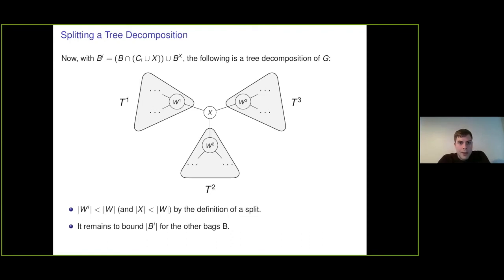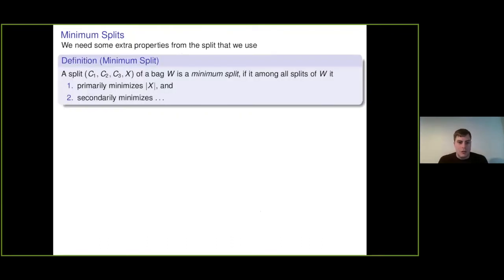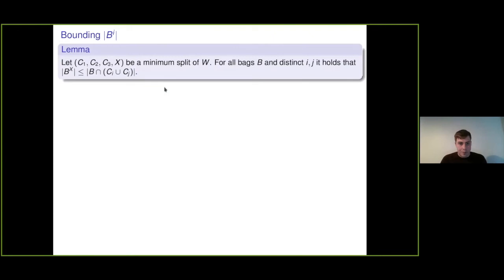Okay. And so to do that, we need to have some extra properties for the split. So let's have some split of a bag W. We say it's a minimum split if among all splits of the bag W, primarily it minimizes the size of the separator X, and secondarily minimizes something else. But let's just use this primary condition to prove something. So now let's have a minimum split, a split that minimizes the size of X.